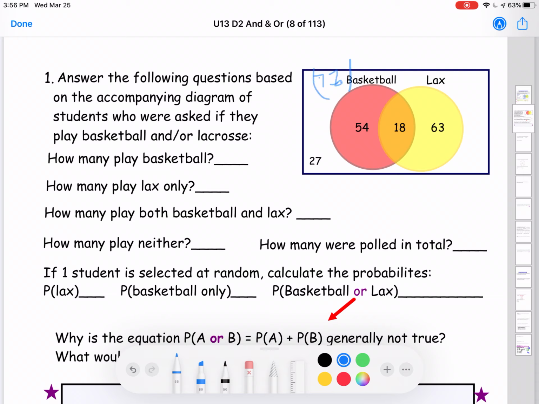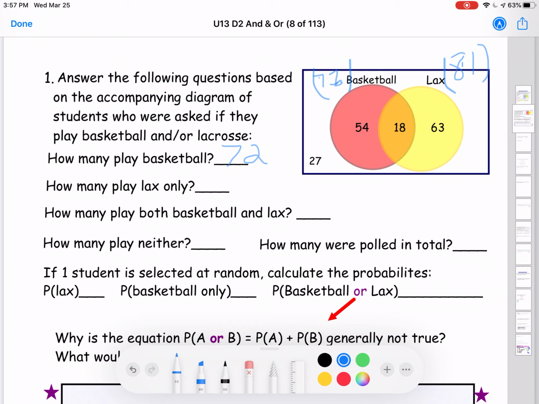All right, so 72 for basketball. How many are for lacrosse? Add up the 18 and the 63, and we have 81 for lacrosse. So 72 for basketball, 81 for lacrosse. Now let's answer. How many play basketball? We just calculated that. It's 72. It'd be 54 plus 18.